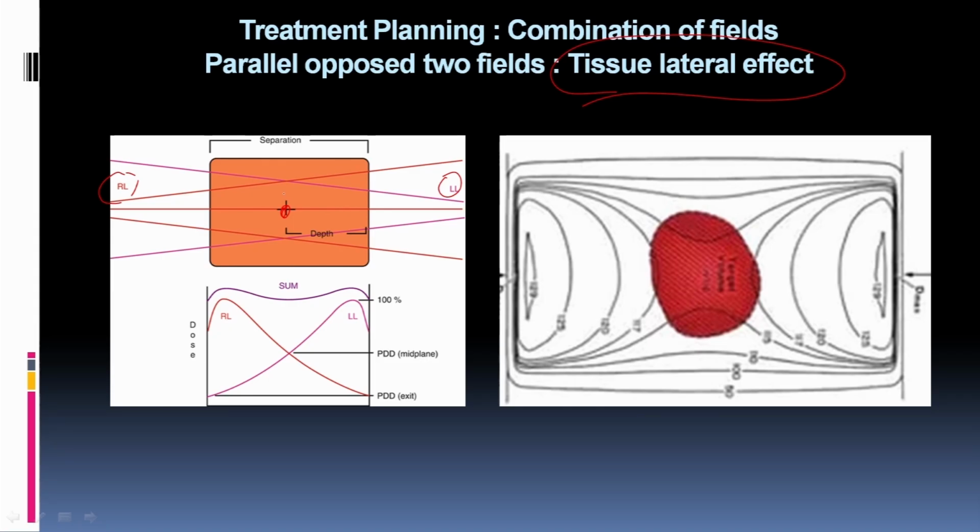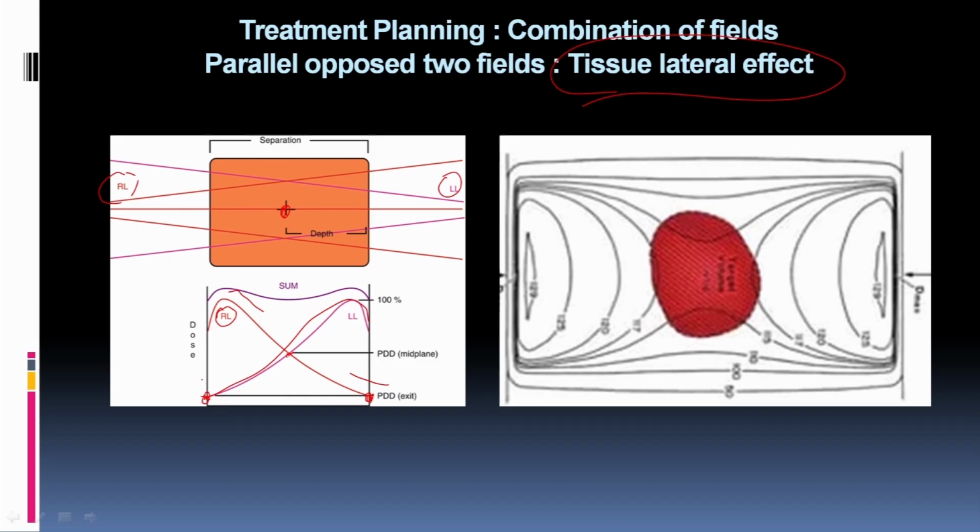Now, this is the right lateral percentage depth dose curve, and this is the left lateral percentage depth dose curve. You can see this is the mid plane PDD and this is the exit PDD. This is the entry PDD for right lateral, this is the exit PDD for right lateral, and this is the entry PDD for left lateral, and this is the exit point of left lateral.